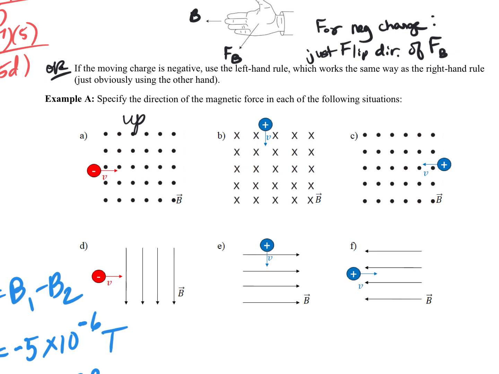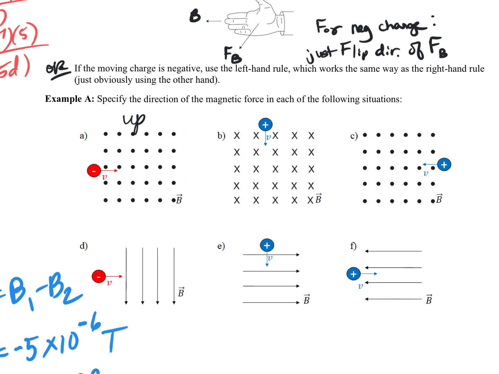Oh, it is up. It is up. Yeah. Don't contort so hard. Look. Out of page, to the right, but negative, so it flips up. It's hard. Yeah, exactly. But what's the transition?